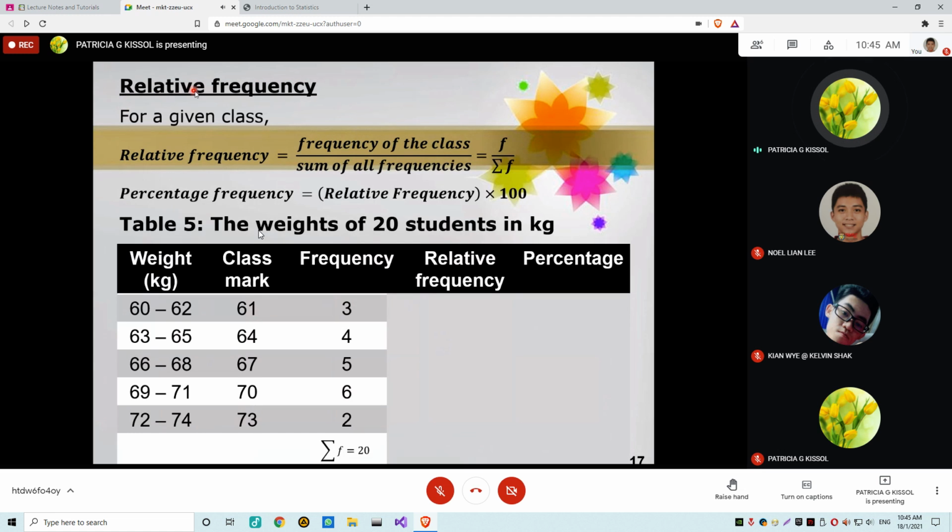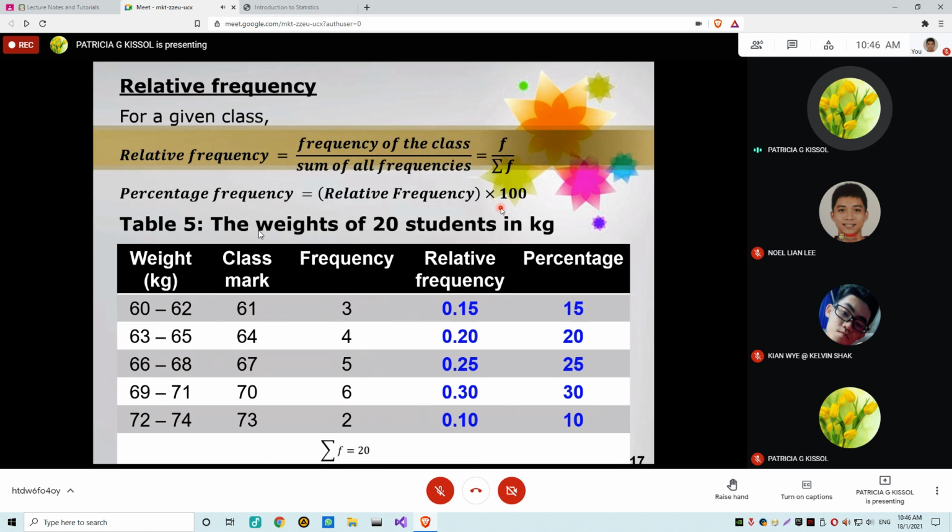Then we have relative frequency. For any given class, to get the relative frequency, you take the frequency of the class divided by the sum of all frequencies. The sum of all frequencies in this same example is 20, isn't it? So based on the frequency of each class, here it is 3, 3 over 20, you'll get your relative frequency. But the percentage frequency is whatever relative frequency you obtain, you just times it by 100.